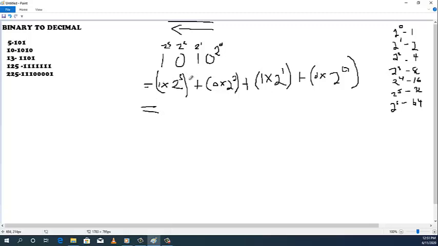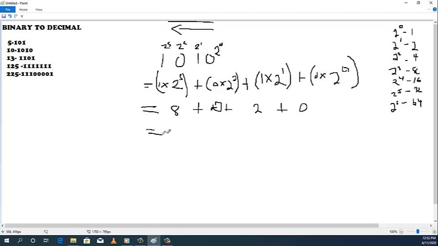2 to the power of 3 is 8. 8 times 1, 8. Plus 2 to the power of 2, that is 4, times 0, gives us a 0. Then we have another one, plus 2 to the power of 1 is 2 times 1, we're going to get a 2. Plus 0 times, 2 to the power of 0 is what? Any number to the power of 0 is 1 times 0, we're going to get a 0.